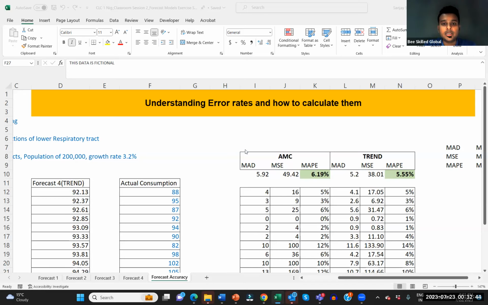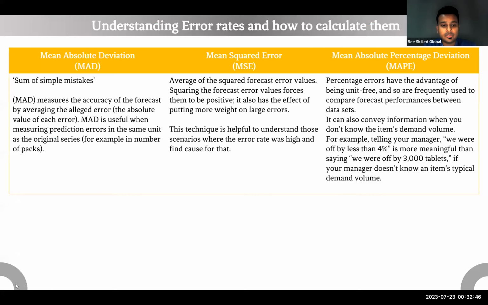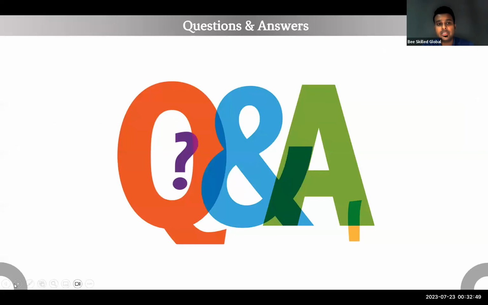Okay, so let me quickly go back to the slides to see if anything is left. No, not really. So if you have any questions, any clarifications, please, you can ask them.